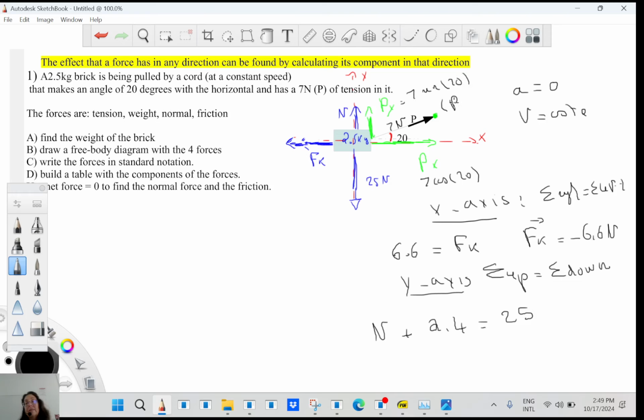And that point here has x coordinate and y coordinate. Agree? And the tail is always attached to the origin. Any vector, the tail is at the origin. So the normal force equals 23. Okay, thank you. Newton. No, 22. Thank you.